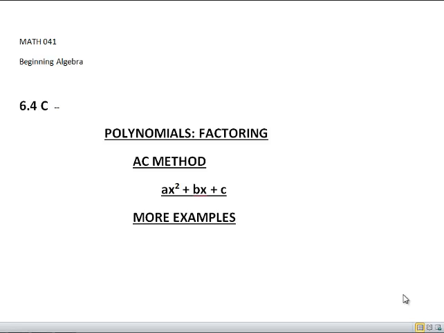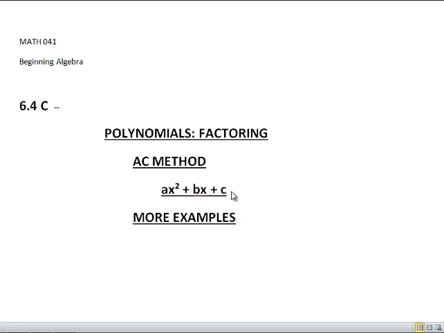We're on to 6.4c. Today's topic is still polynomials we're factoring. That's going to be the whole theme of the chapter. We're doing the AC method here. We've done the AC method description in 6.4a. 6.4b was a little more examples, and we're going to do, again, probably another example today.